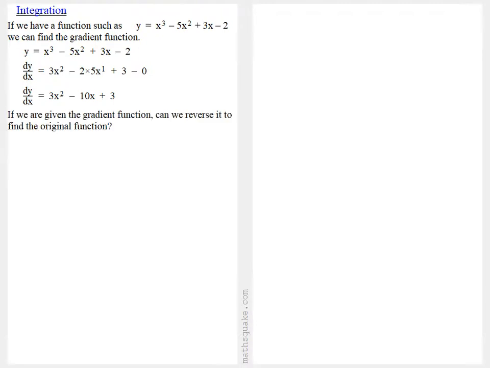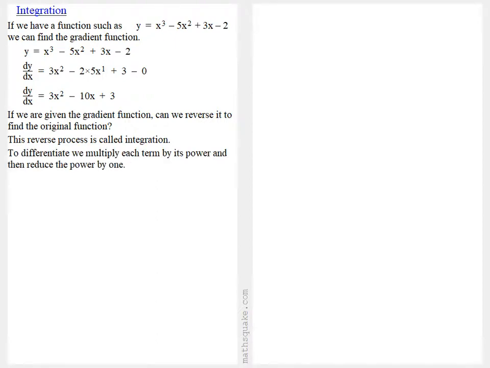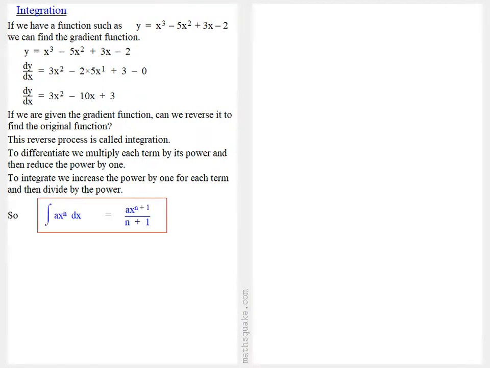If we are given the gradient function, can we reverse it to find the original function? This reverse process is called integration. To differentiate, we multiply each term by its power and then reduce the power by 1. So, to integrate, we increase the power by 1 for each term and then divide by the power. So the integral of ax to the power n is equal to ax to the power n plus 1, all divided by n plus 1.